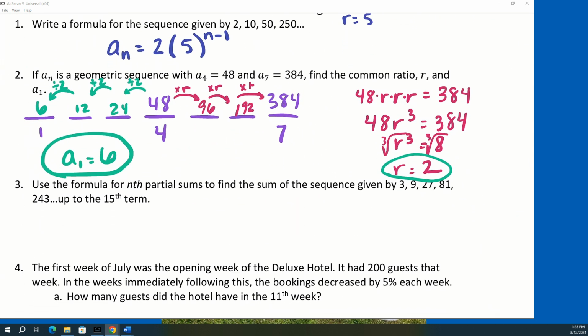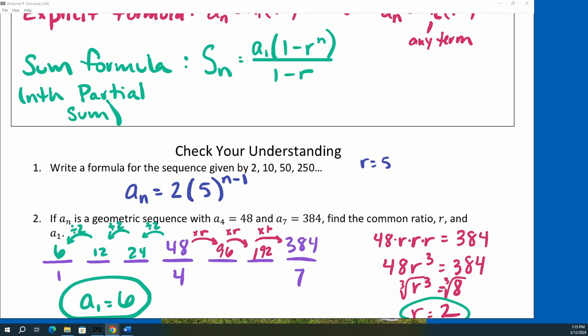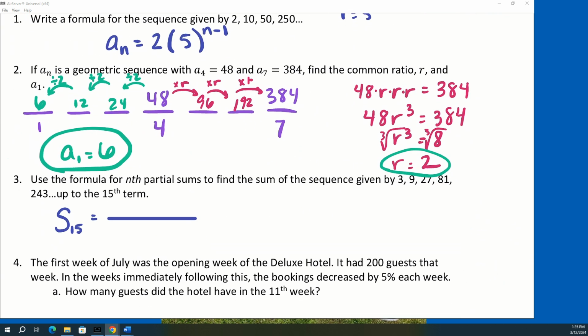For the sequence given by 3, 9, 27, 81, 343 up to the 15th term, we're finding the sum of the first 15 terms. Okay, so I'm going to use that green formula. So the first term here is 3. What are you multiplying by each time? Also 3, good. And that's going to be to the 15th, over 1 minus 3.